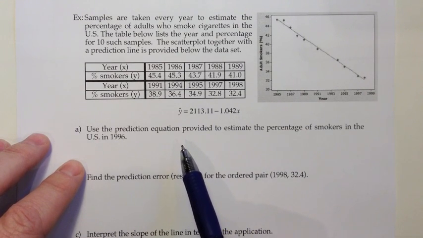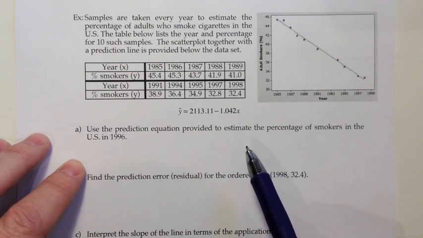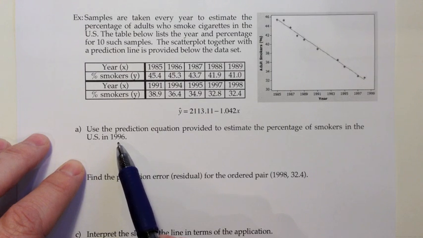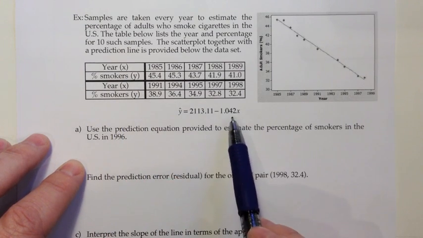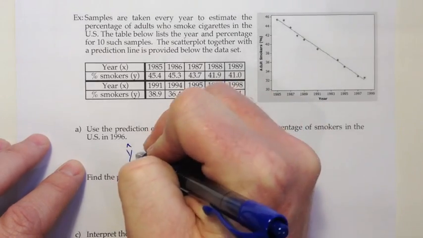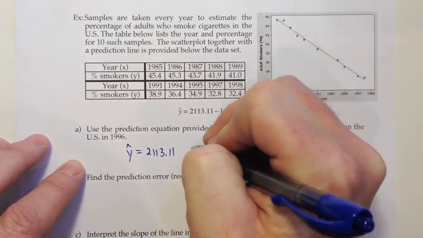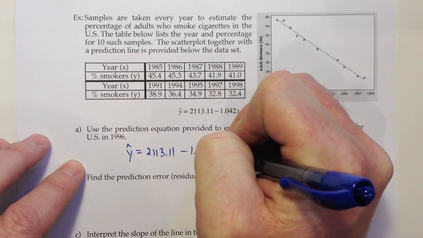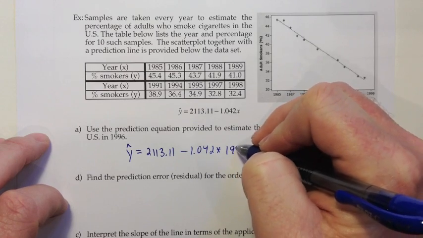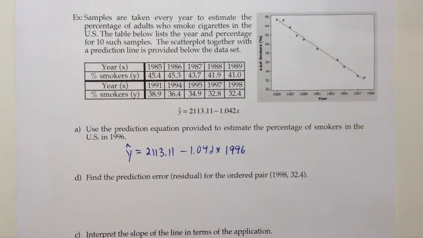So use the prediction equation provided to estimate the percentage of smokers in the U.S. in 1996. So to figure that out, we just want to substitute this 1996, which is a year, so an x value, into our equation. So we would have y hat equals 2113.11 minus 1.042 times, and then we'll substitute in the year 1996. And then of course that's a little bit messy, so we'll want to go to the calculator on that.